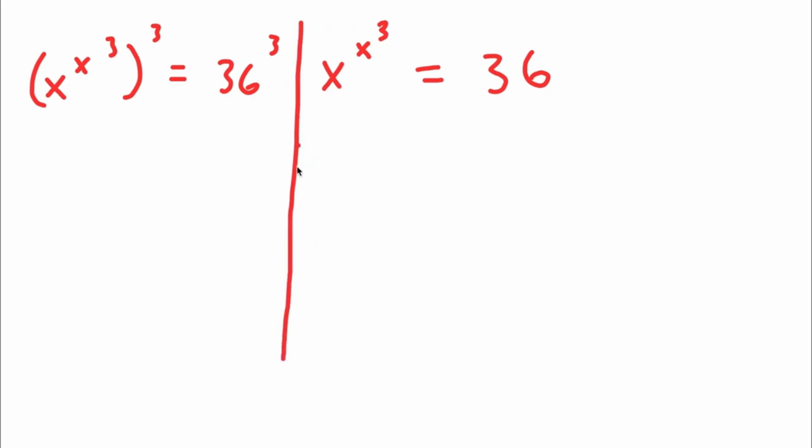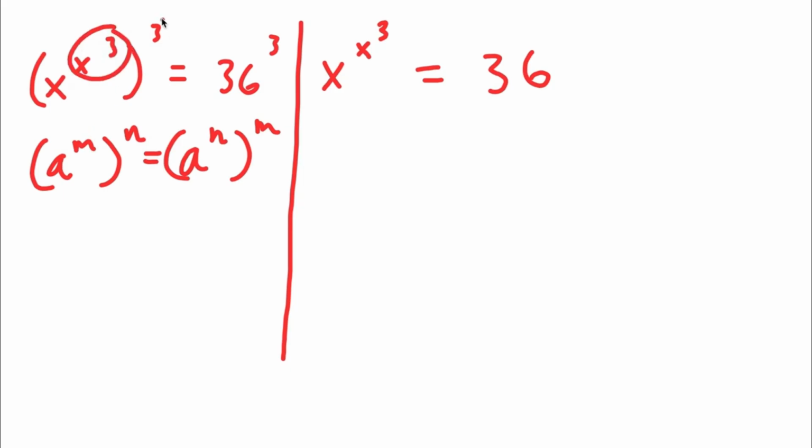Now, if I have something in the form a to the power of m to the power of n, this is the same thing as a to the power of n to the power of m. So in this case, I have x to the power of x to the power of 3 to the power of 3, and we can think of x to the power of 3 here as m and 3 as n. So this is the same thing as a to the power of n to the power of m. So I can change the place of these two. So now this is the same thing as x to the power of 3 to the power of x to the power of 3. This is equal to still 36 to the power of 3.